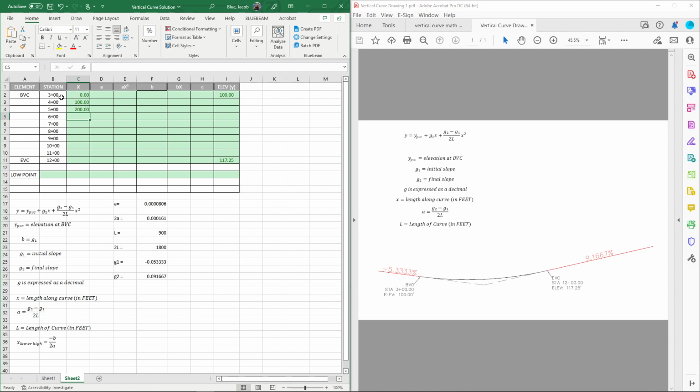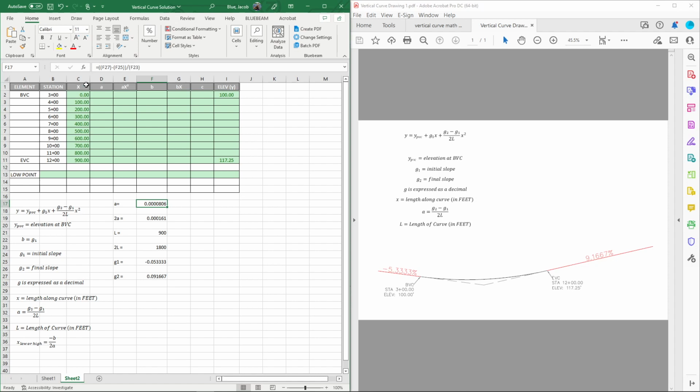And notice all of these are going up in increments of 100 feet. So my x must be increasing by 100 feet until I get to 900. So I can fill that in pretty easily. Now value A, so here's that component A, that's my outgoing grade minus incoming grade divided by 2L. And that's the total length of the curve times 2. And so this thing, that does not change either. That is the same number throughout. So I'll just type that in.